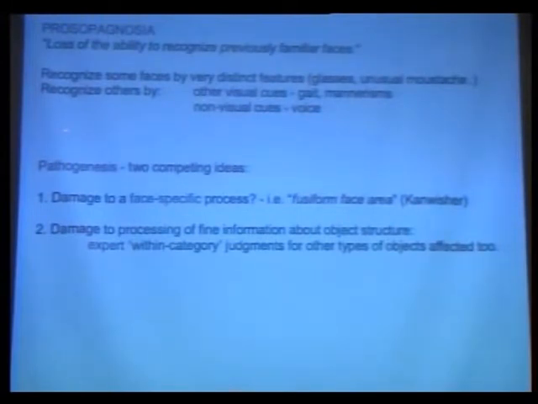What is the basis for prosopagnosia? There's really two competing ideas, and I think the grounds are still open for both of these. One is that you actually do have face-specific processing in your brain, and it's damage to this face-specific processing that causes prosopagnosia. And the fusiform face area, which was first identified by Nancy Kanwisher, in the inferior portion of the occipital lobe, is a likely candidate for a face-specific cortical module.